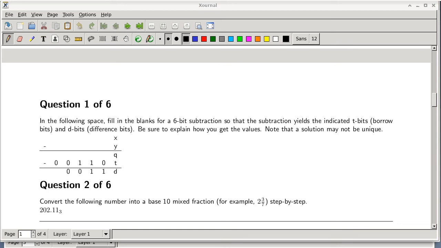Okay. In the following space, fill in the blanks for a 6-bit subtraction so that the subtraction yields the indicated T bits, okay? Borrow bits and D bits, the difference bits. So I even explained what those bits are, which really you should know by now, but it's okay. I'll explain some of that. Be sure to explain how you get the values. Note that the solution may not be unique. In other words, there may be multiple solutions to this particular problem.